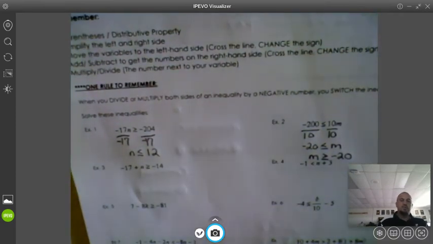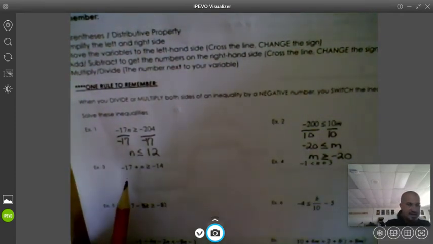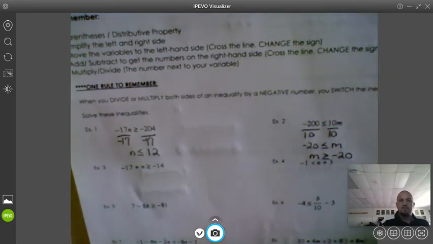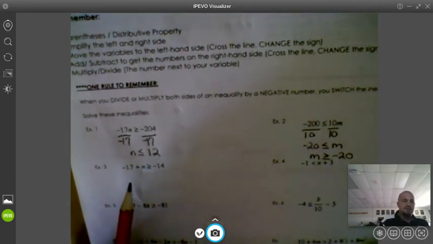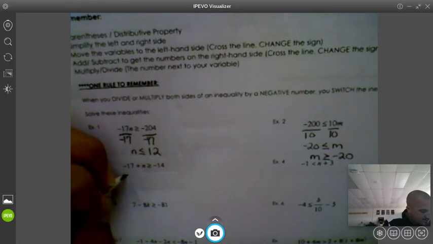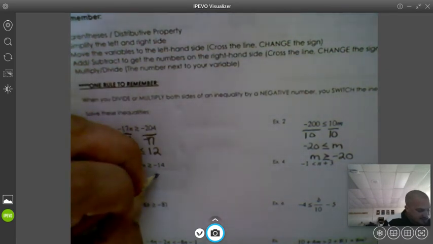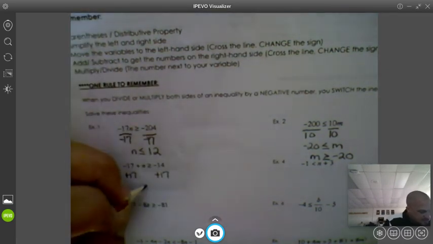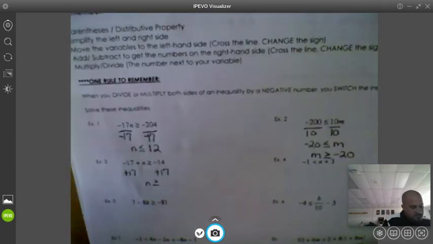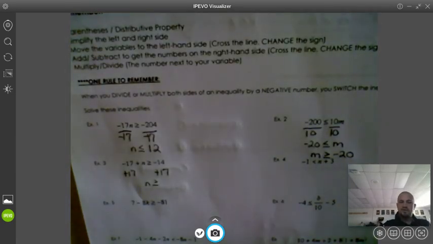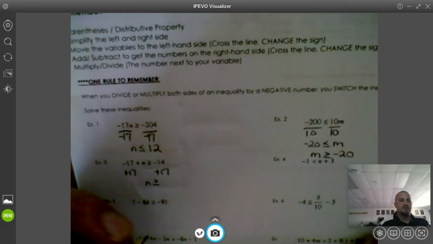In example 3, all I'm missing here, it says negative 17 plus n is greater than or equal to negative 14. I'm going to add that to the right side. So I'm going to say plus 17. And so I get n is greater than or equal to negative 14 plus 17 is going to give us 3.